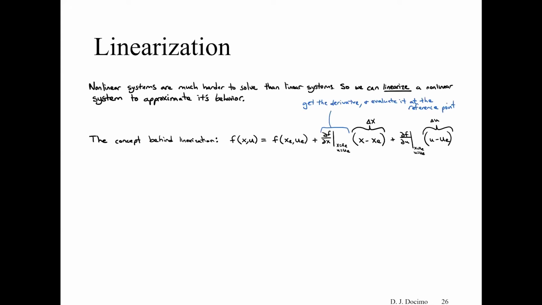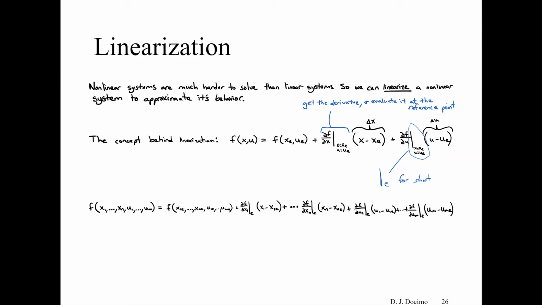Now, we can get the derivative and evaluate it at its reference point. Like I said, that's going to be our equilibrium. And a lot of times, for shorthand, I'm just going to use a line with an E to represent this evaluation at its reference point.